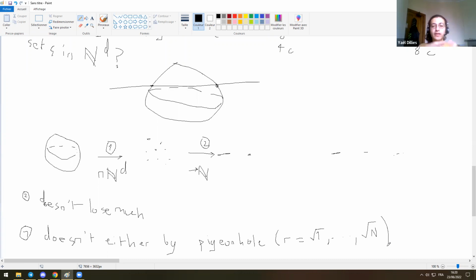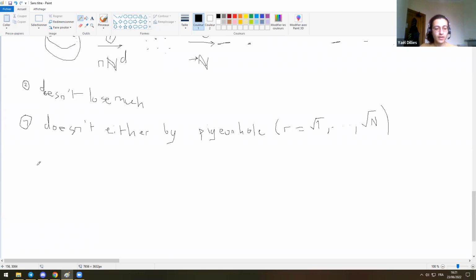And all those will hit the points of integer coordinates of distance less than root n from the origin. And we know how many there are because this is a standard thing about the volume of the sphere. And then we get a lot of calculations.